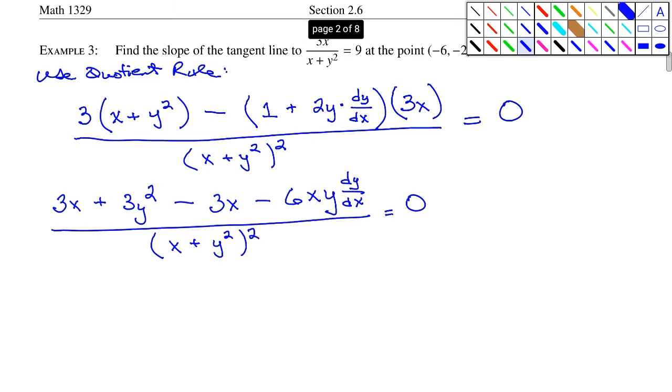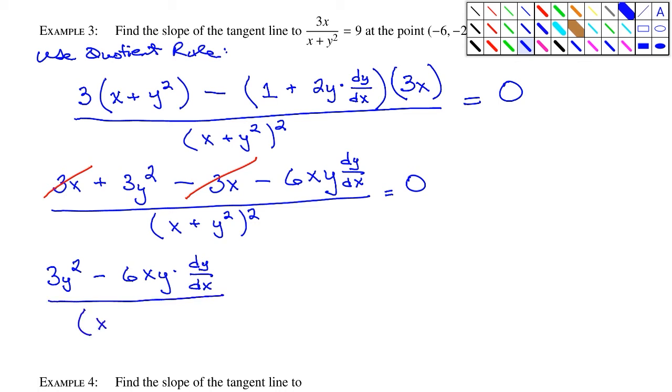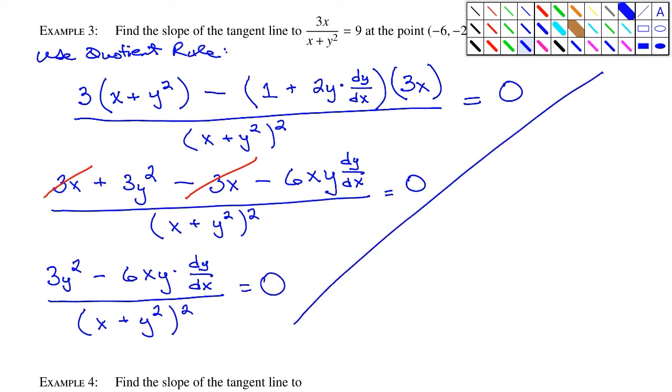Next, I'm going to simplify the top a little bit. We have 3x and minus 3x, and those can cancel. And this leaves me with 3y squared minus 6xy dy/dx over (x plus y squared) squared is equal to 0. And now we want to find dy/dx. Now we could continue to try to solve the equation, or you could just plug in the point right now.